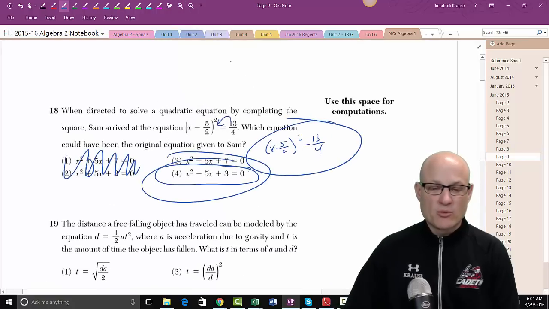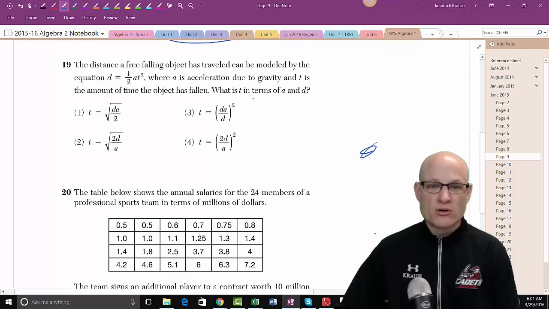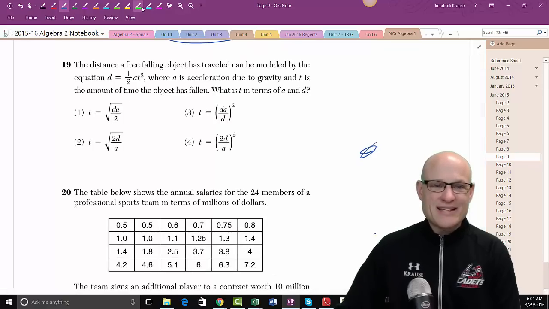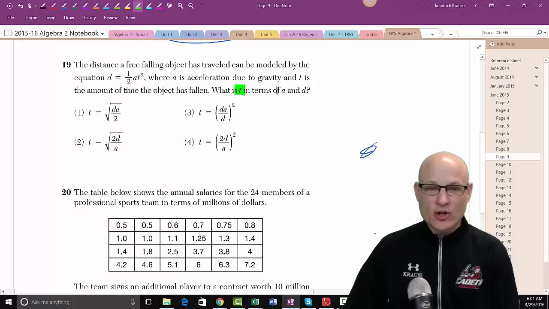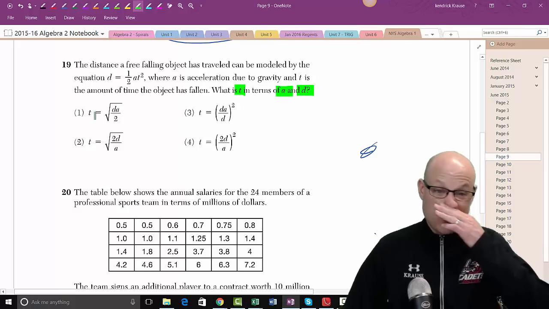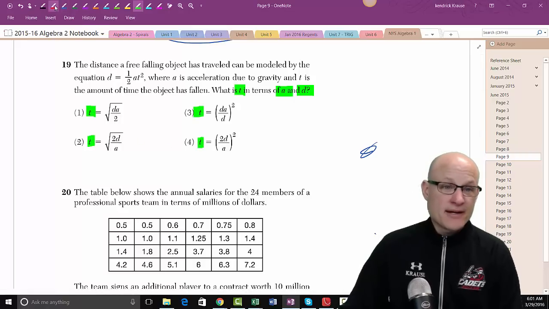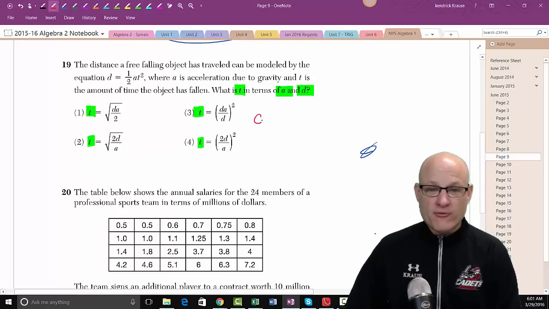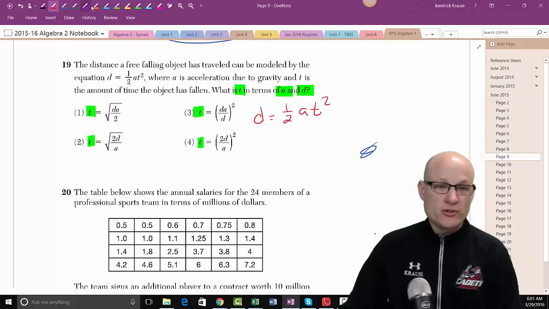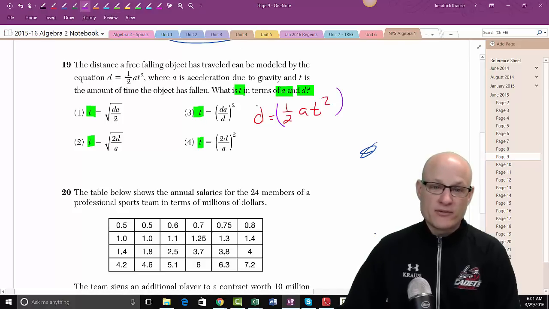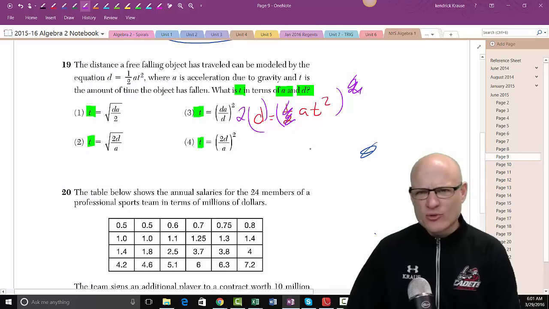All right, so this next one, what we're going to be doing is solving for t. What is t in terms of a and d? So really, they're just trying to find t equals, and that should be obvious based on what they got here. What does t equal? All right, kids, the first thing you want to do is get rid of that fraction. I can't stress it enough. Fractions are not your friends. So what you're going to do is multiply both sides by 2. Well, this 1/2 and this 2 cancel. 1/2 times 2 is just 1.